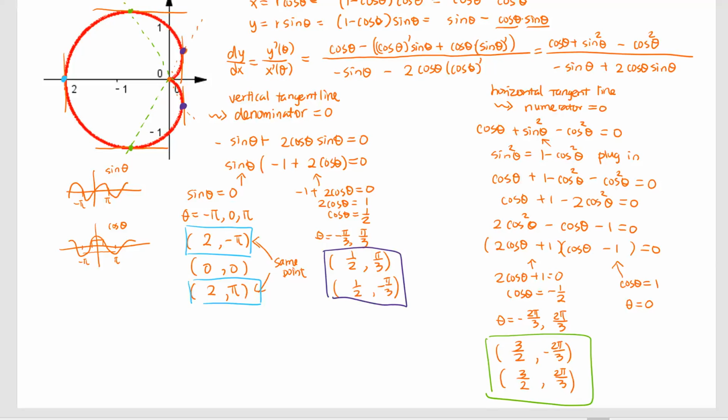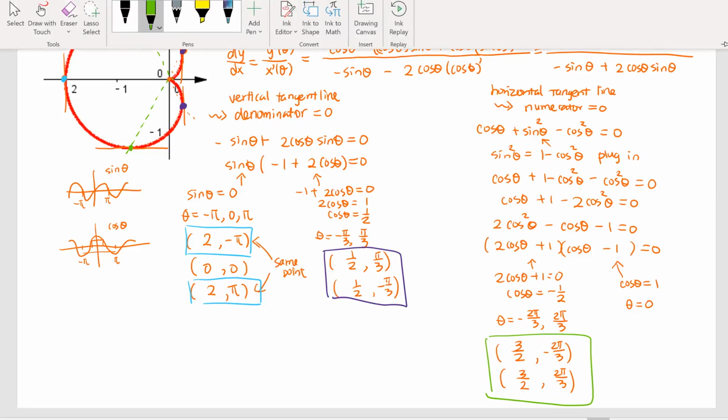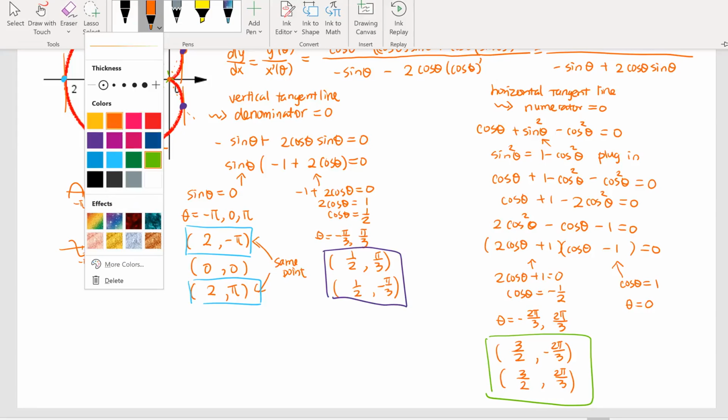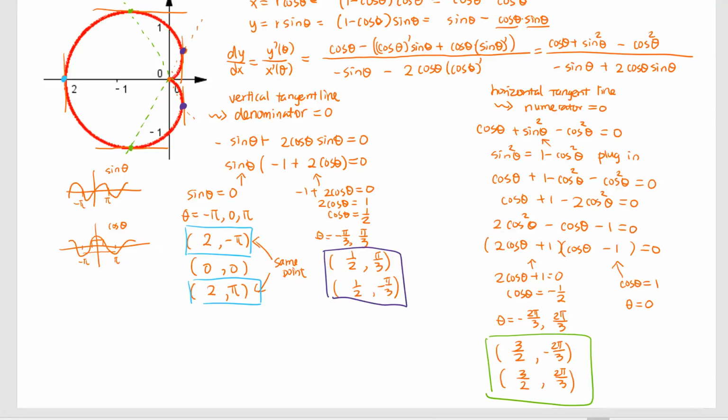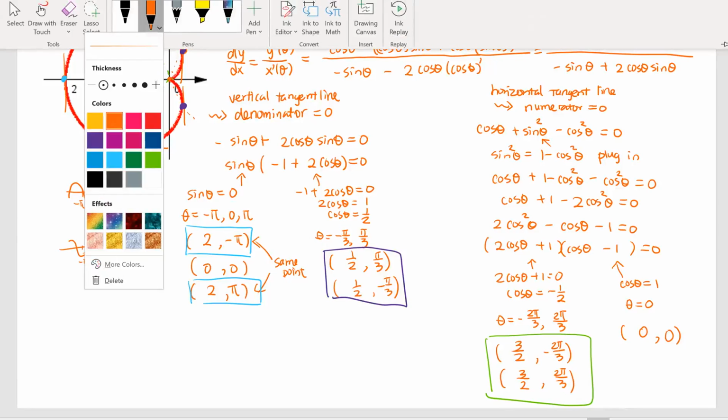Okay, and we still have one value. So when theta is 0, the angle is 0, cosine 0 is 1. 1 minus 1 is 0. Do you see this point 0, 0 appear in the, what color have I not used?